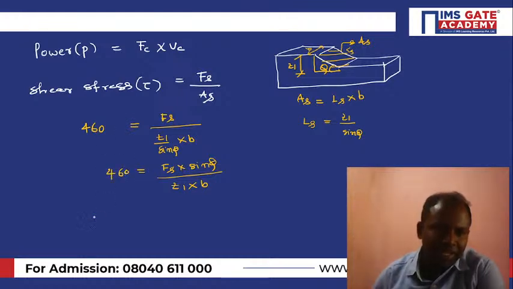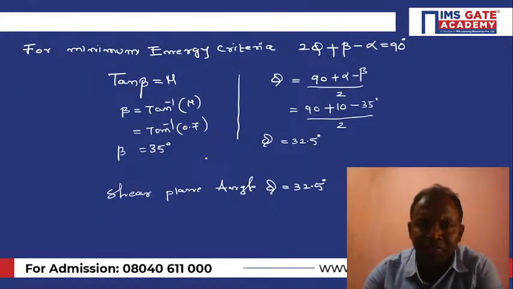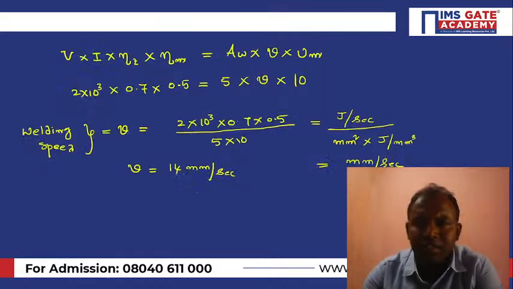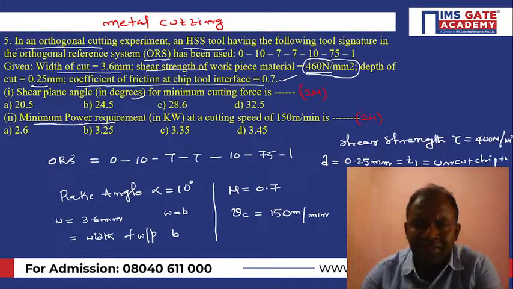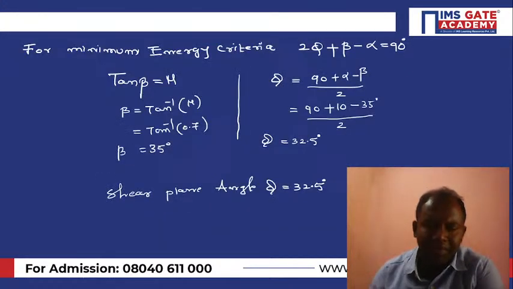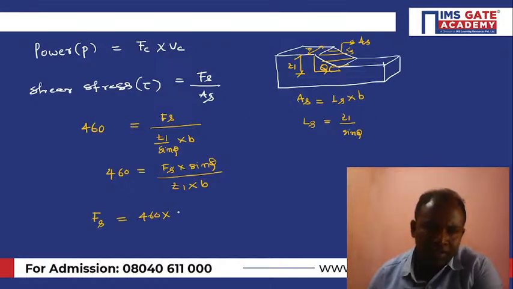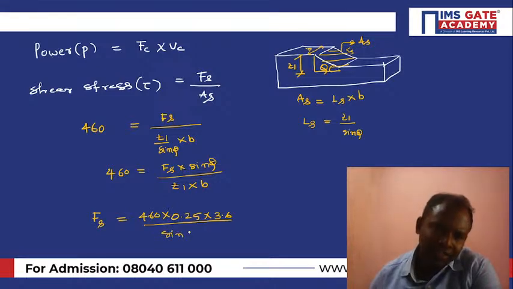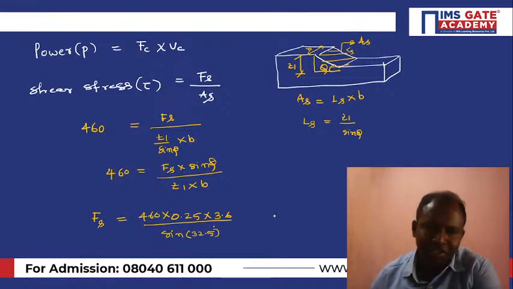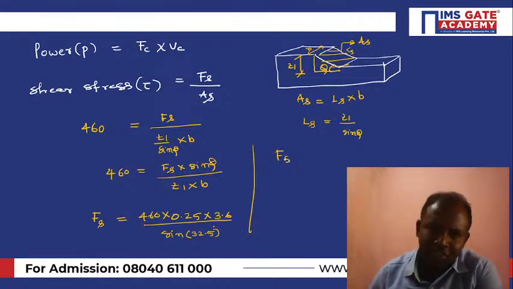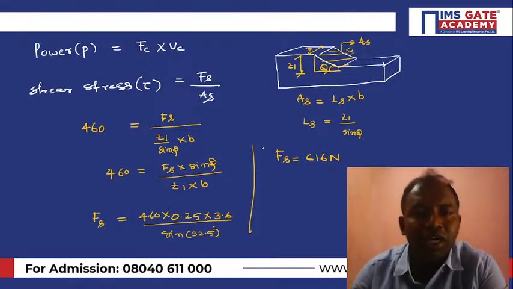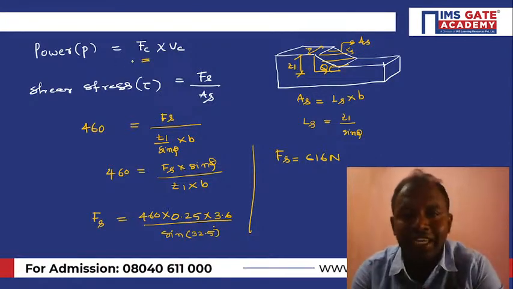Now it is 460. From there you find that Fs is equal to 460 into t1. How much, guys? t1 is given 0.25, and B is 3.6 mm, divided by sine phi, which is 32.5 degrees. Okay, now if you solve that, you are going to get shear force equal to 616 newtons. All right, now you only got the shear force, but you require the cutting force, but we have a relation in the Merchant circle.